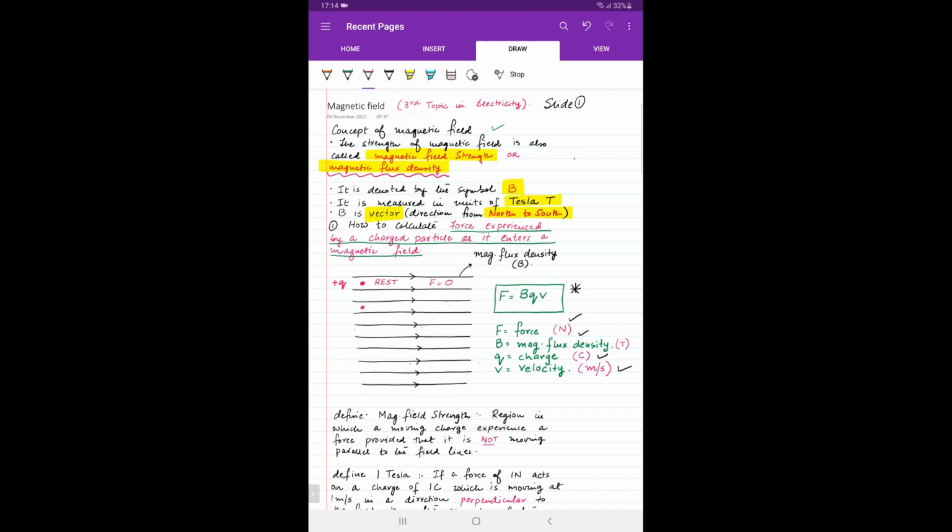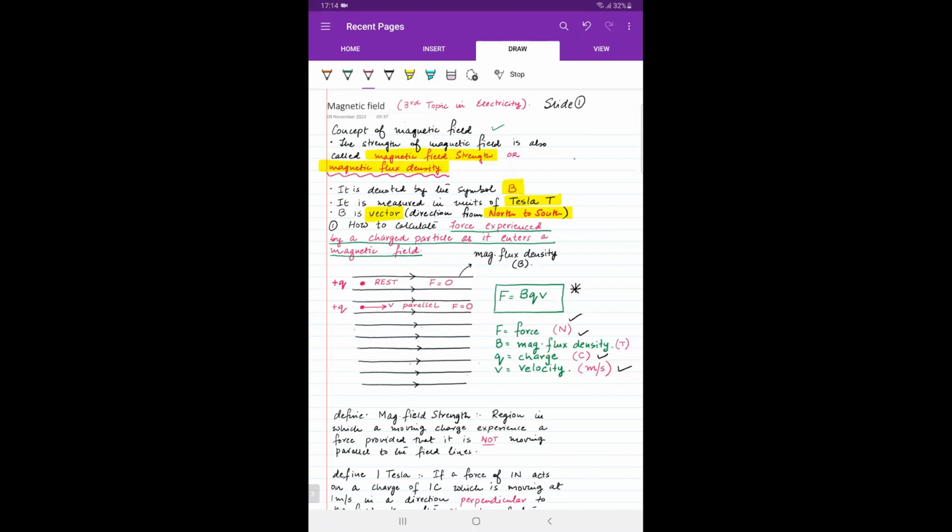the same charged particle is now shown to be moving with a velocity v, but the direction in which the charge particle is moving, as you can see, that direction is parallel to the field lines. So once again, the charge particle is not going to experience any force.